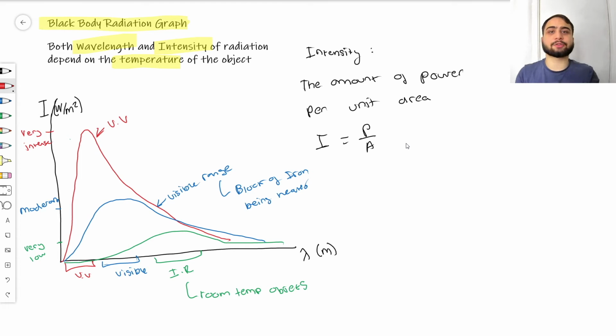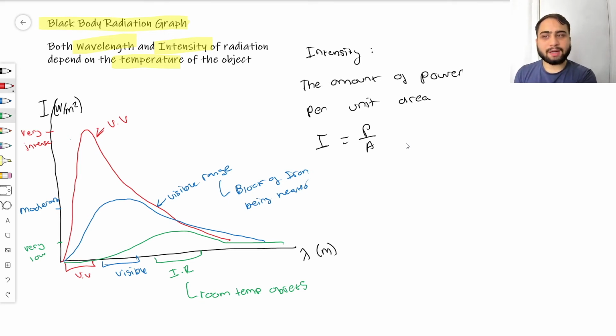You might be exposed to so much UV. This is why they say to wear sunscreen even when there's clouds out. Although you can't see the radiation coming down towards you because its wavelength is too small, it's very intense, which is why we have to protect ourselves. So now we understand how wavelength and intensity change depending on temperature of an object.